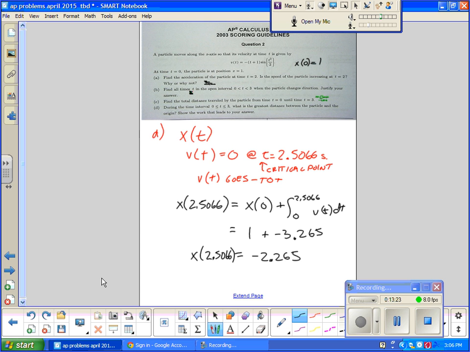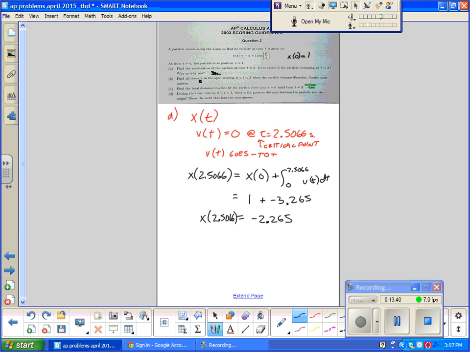Because this is an extreme value theorem, right? You have to evaluate the endpoints. You've got to check x of 0 and x of 3. All right? So if I check those, first of all, x of 0 is easy to check. X of 0 is 1. Right?